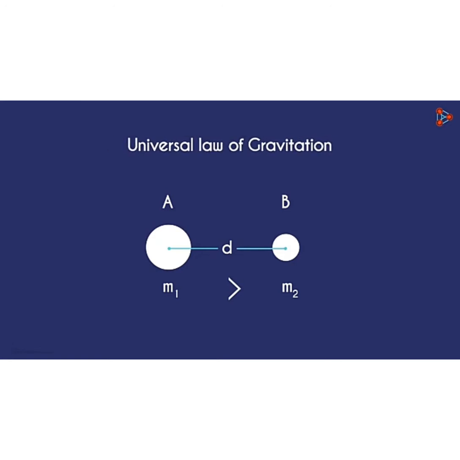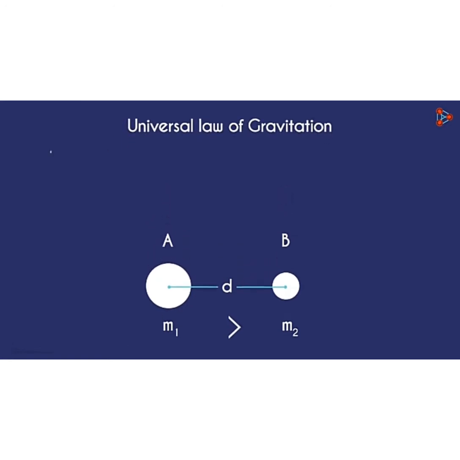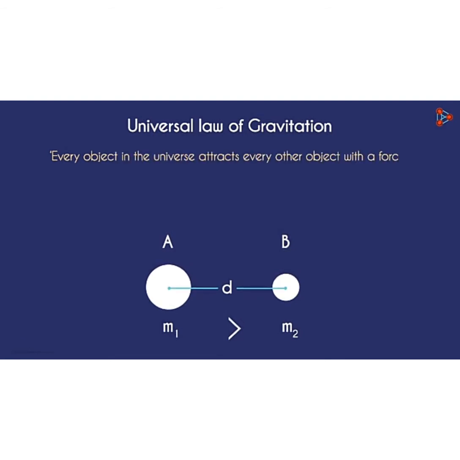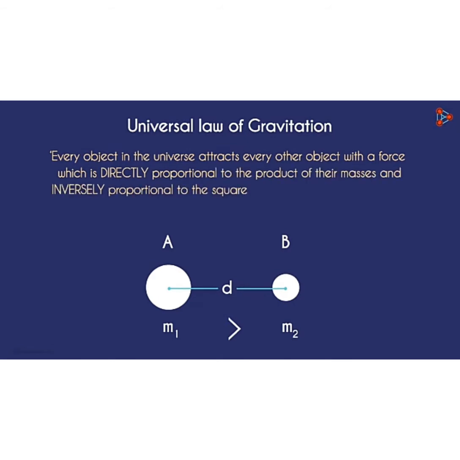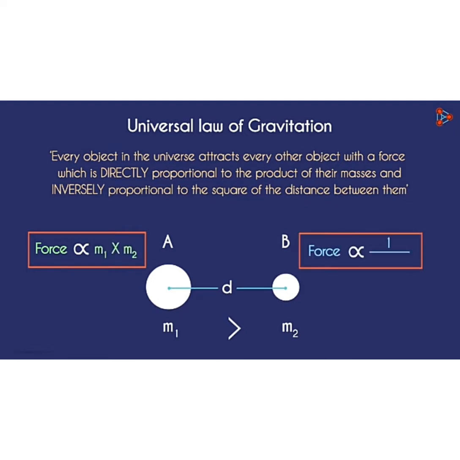The universal law of gravitation says that every object in the universe attracts every object with a force which is directly proportional to the product of their masses and inversely proportional to the square of the distance between them. Let me repeat. The force is directly proportional to the product of their masses and inversely proportional to the square of the distance between them.